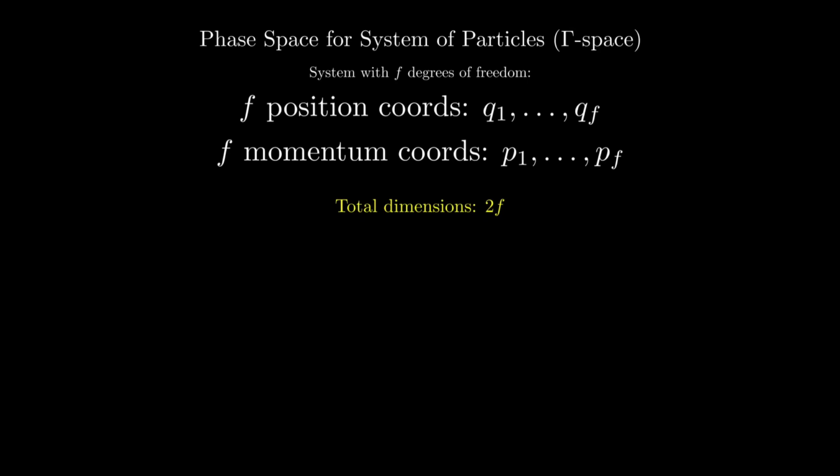To give you an idea of the scale, if we have a simple system with 3 degrees of freedom, the phase space is 6-dimensional. But if we have 10 degrees of freedom, it becomes 20-dimensional. For a real gas with Avogadro's number of particles, this dimension is enormous. Essentially, the gamma space is the superposition of all the individual mu spaces of the particles. We can treat it as a Euclidean space with 2f rectangular axes.